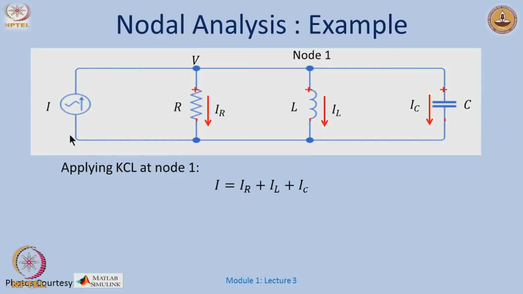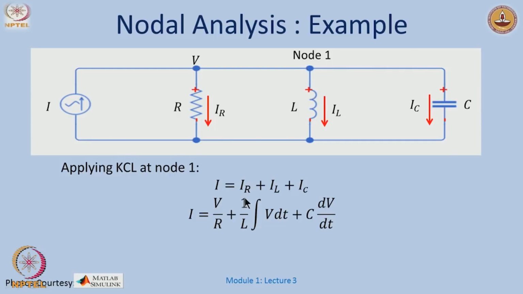And if I apply the Kirchhoff's current law at node 1, well, the circuit is a single node, that the input current, which is I, is equal to the current which goes through the resistor, through the inductor, and through the capacitor. Okay. So, what is I through the resistor given V? That is simply, I can write it as V over R.